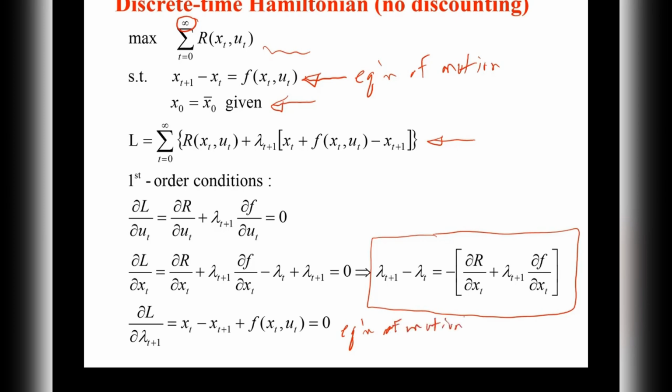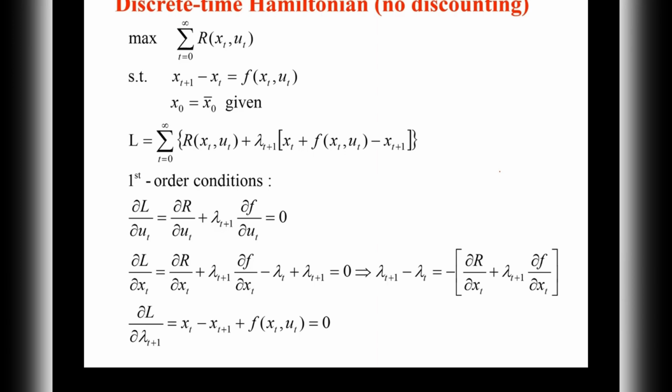And this, of course, is our maximum principle. The maximum principle refers to the first derivative of the Lagrangian with respect to the control variable, and that you set equal to 0.